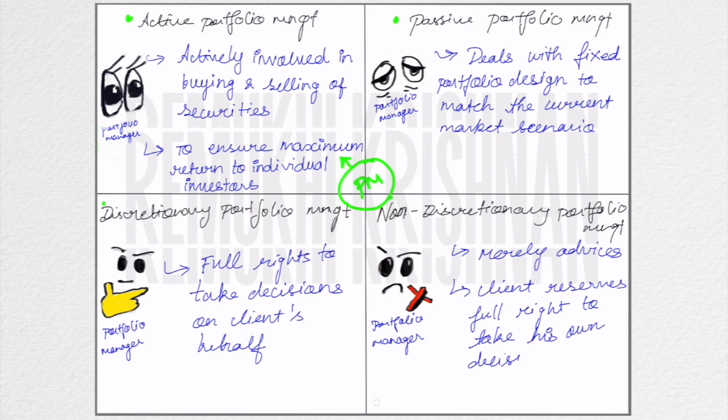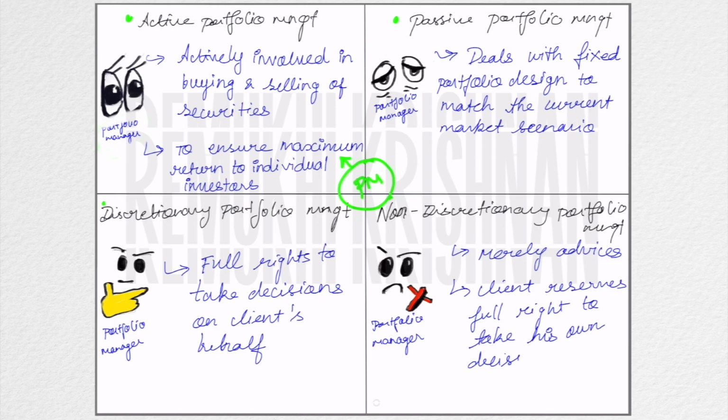So for example, those individuals who don't have financial knowledge can go for this particular activity called discretionary portfolio management. Under non-discretionary portfolio management, the portfolio manager can merely advise the investor what he can do, but he does not have full rights to take his own decision.